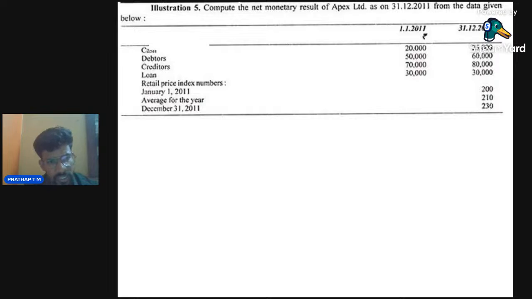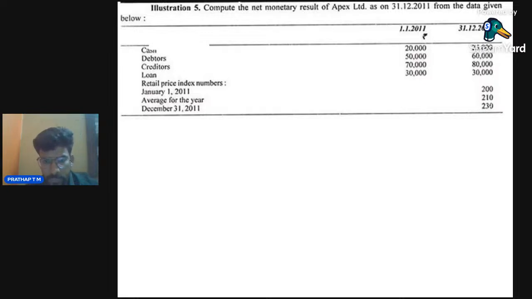Cash you can calculate separately, debtors separately, creditors separately, and loan separately. But to reduce the time we spend on calculations, we added similar things and considered them as current liability. Your current liability opening balance is 1 lakh. This is opening. And closing, you have mentioned 1 lakh 10,000.